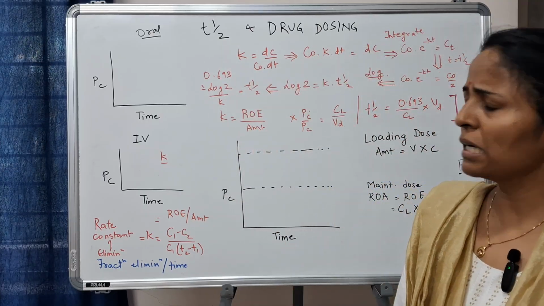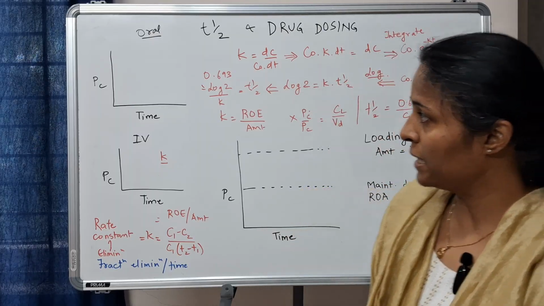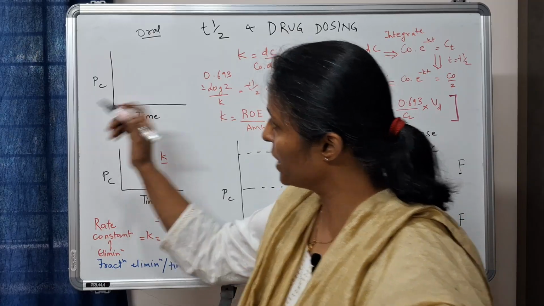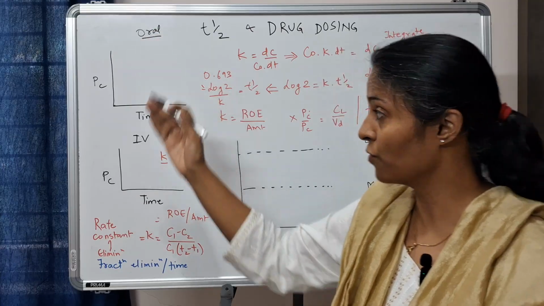So in this video, we will mainly talk about half-life and the drug dosing regimen. Suppose we have to give a drug by oral route, and say at time point 0 we give the drug. What is going to happen? How will it change the plasma concentration of the drug?